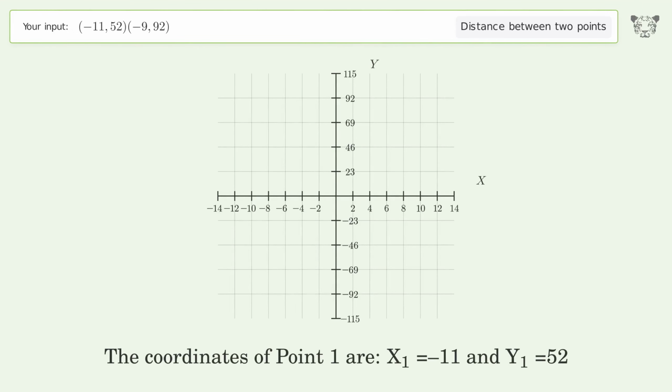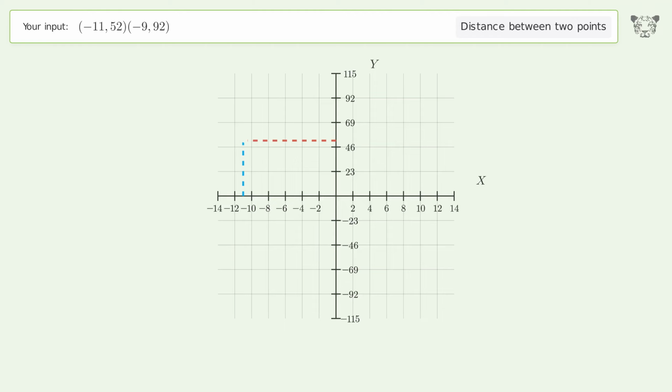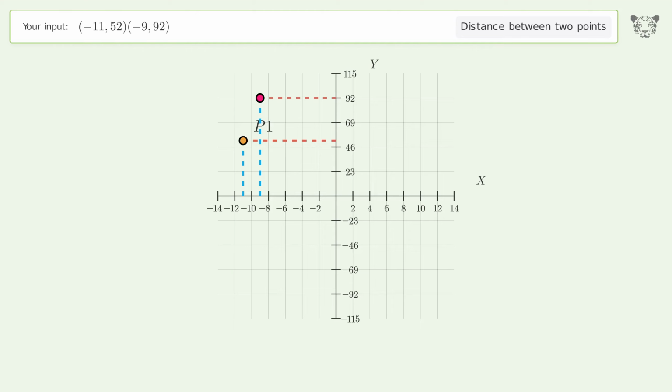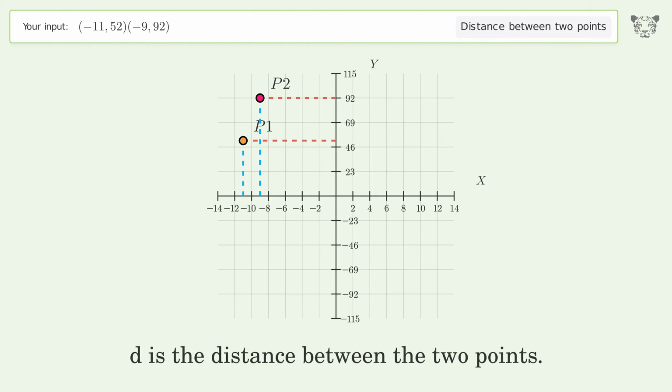The coordinates of point 1 are, x1 equals -11 and y1 equals 52. The coordinates of point 2 are, x2 equals -9 and y2 equals 92. D is the distance between the 2 points.